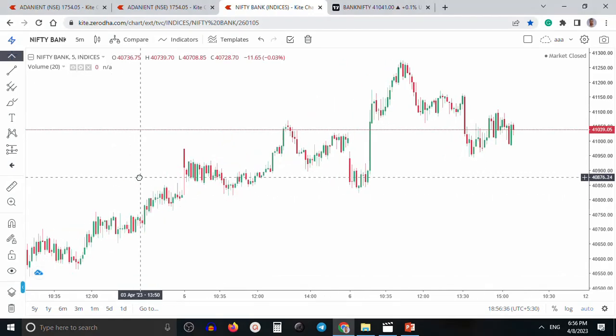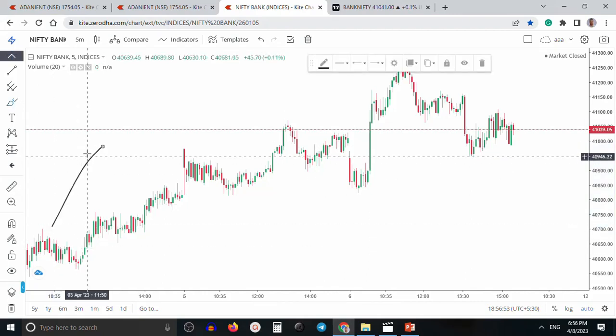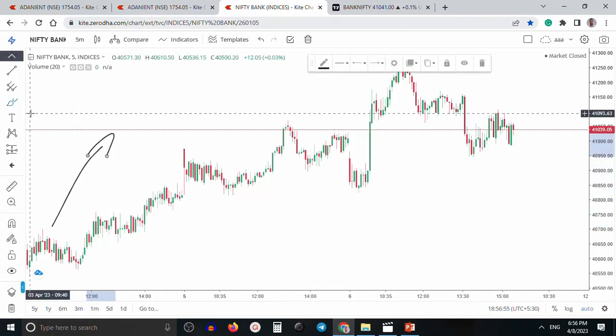Alright guys, let me show you how exactly we identify our entry point near demand and supply, or near support and resistance. Both are different things. So here, the clear uptrend. Have you seen? This is the clear uptrend. Price is creating a higher high and a higher low.